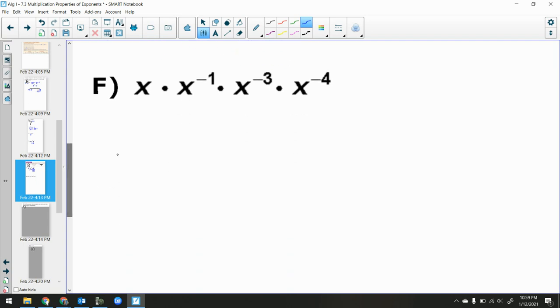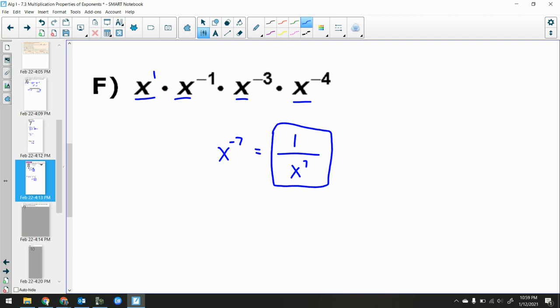Let's take a look at one more here. Now notice here, I've got all my same bases. So my final base is going to be another x. What's the sum of my exponents then? Well, I've got 1 plus a negative 1, that cancels. Negative 3 plus negative 4 gets me a total of negative 7, which I have to reduce down into 1 over x to the positive 7th. Remember, you can never leave a negative exponent in an answer when we're working with these variables.